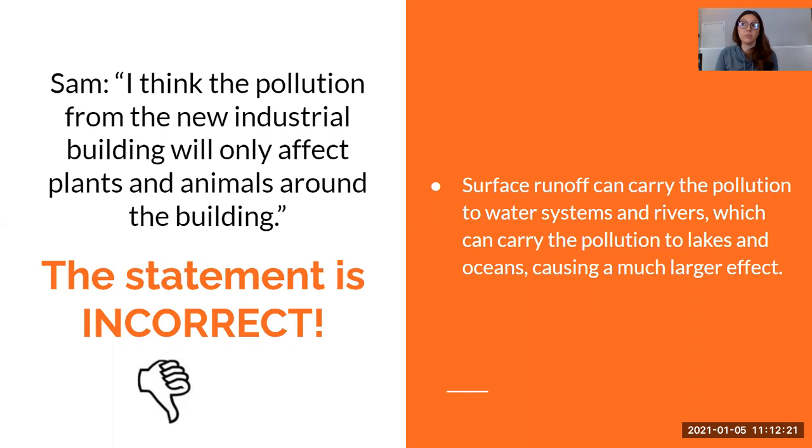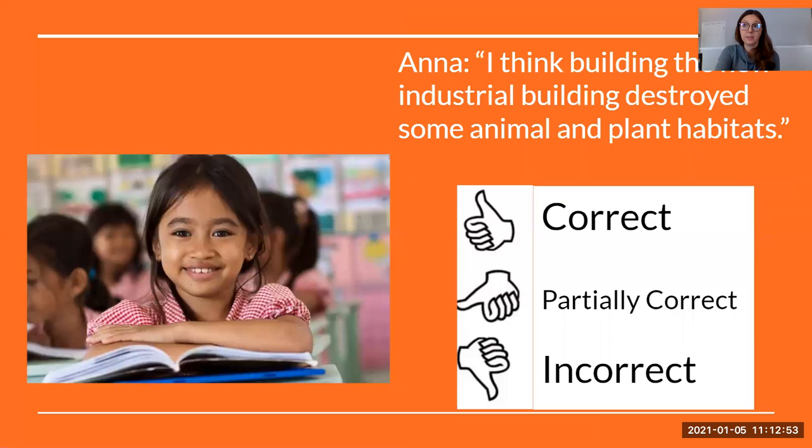So surface runoff, that means things that are spilled out of factories or are taken out of factories, can carry pollution into water systems and rivers, which then can carry the pollution to lakes and oceans, which can cause a much larger effect. Think about it. If a business or an industry pollutes something like the water or the air, that water or air is going to move to different locations and different animals or plants will be impacted by that. Sam was wrong. Let's see our next student, Anna.